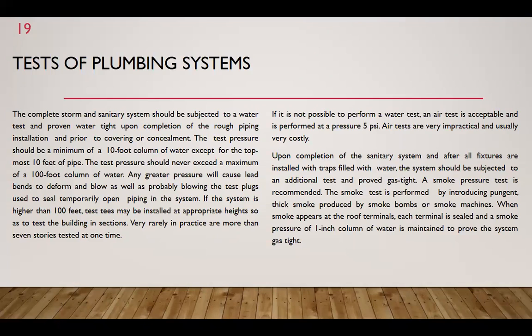Upon completion of the sanitary system and after all fixtures are installed with traps filled with water, the system should be subjected to an additional test and proven gas tight. A smoke pressure test is recommended. A smoke test is performed by introducing pungent thick smoke produced by smoke bombs or smoke machines. When smoke appears at the roof terminal, the terminal is sealed and a smoke pressure of 1 inch column of water is maintained to prove the system gas tight.